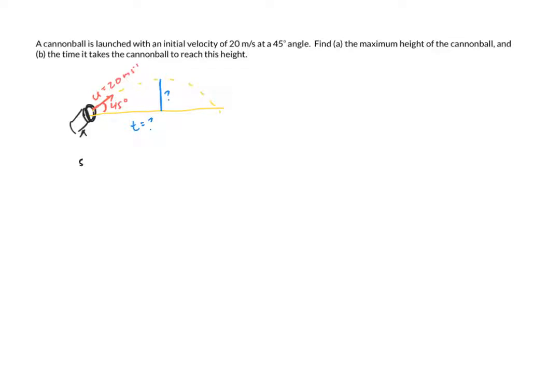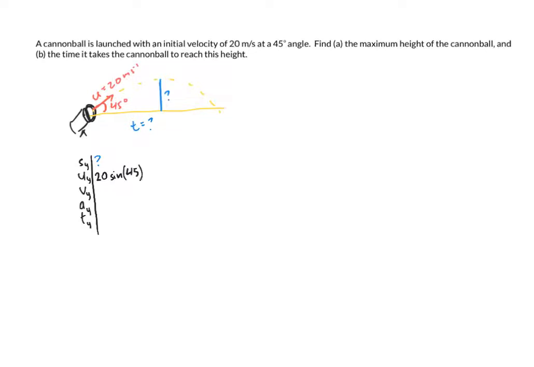So we have SUVAT. And this is all going to be in the y direction, so I'm going to put little y's next to each of those. So our s in the y direction is what we're trying to find in part A, and I'm going to make that blue. And then we have u in the y direction, and breaking down our vector, we know that the initial velocity in the y direction can be given by the equation 20 sine 45 degrees.